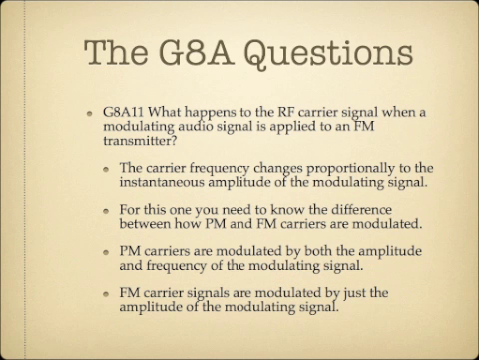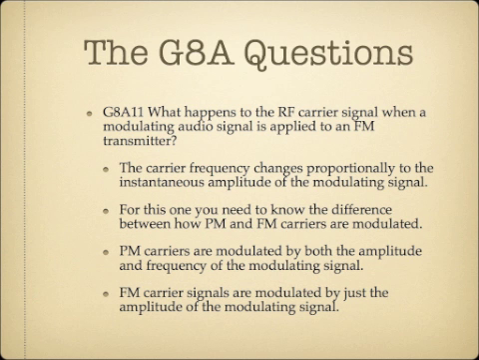What happens to the RF carrier signal when a modulating audio signal is applied to an FM transmitter? And this goes back to when we were talking about how RF carrier waves are modulated in an FM transmitter. So the answer is the carrier frequency changes proportionally to the instantaneous amplitude of the modulating signal. And I know that sounds like Greek, but it's really stuff we've already talked about. Now, there is a trick answer on the exam.